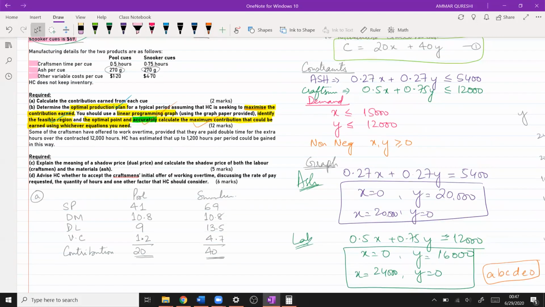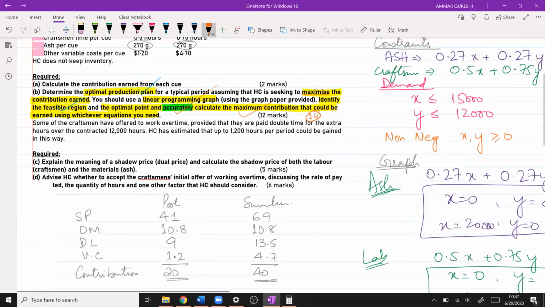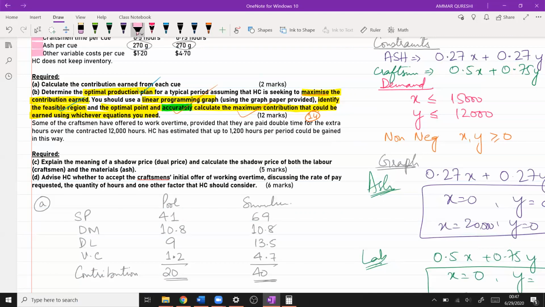So this is 12 marks and 2 marks around. We are done with 14 marks. Now, the next part is really very important. It says, some of the craftsmen have offered to work overtime, provided that they are paid double time for the extra hours over the contracted 12,000 hours. This is the same thing I said: some people may offer to relax the scarce resource, the overtime, provided that you pay them more, right? So this is something.